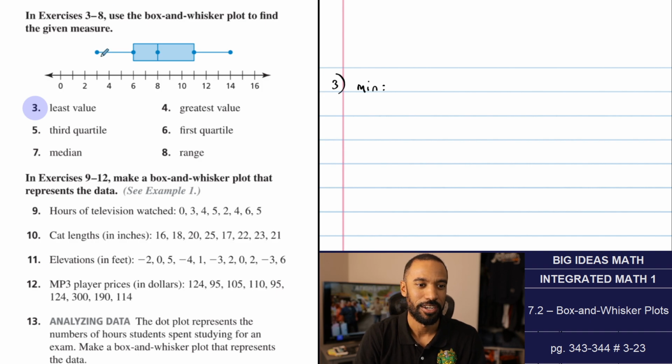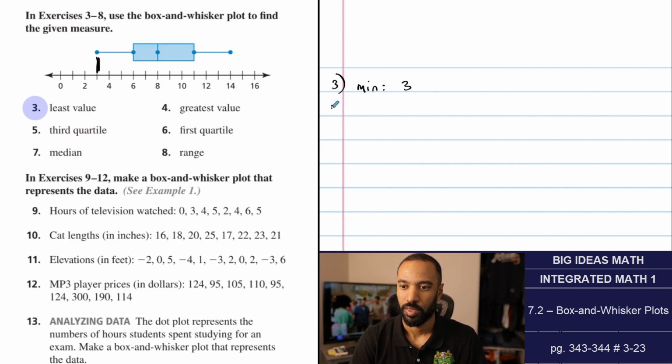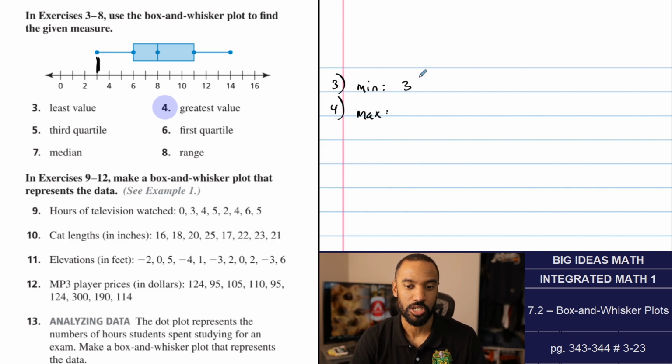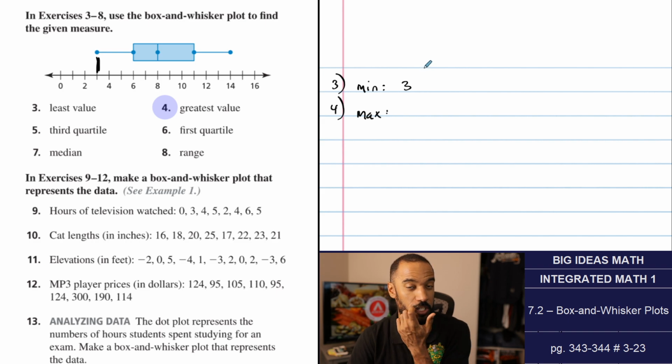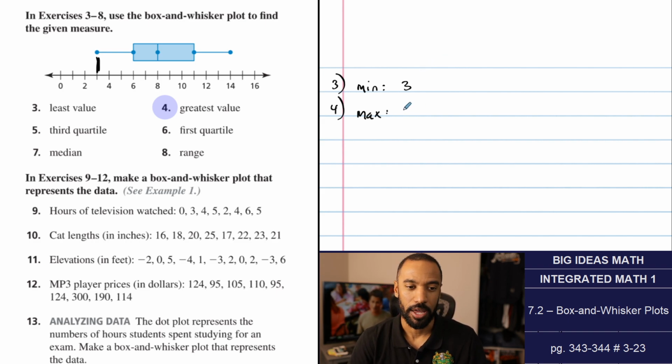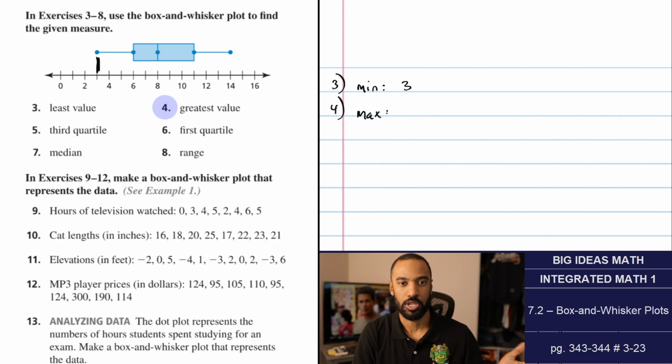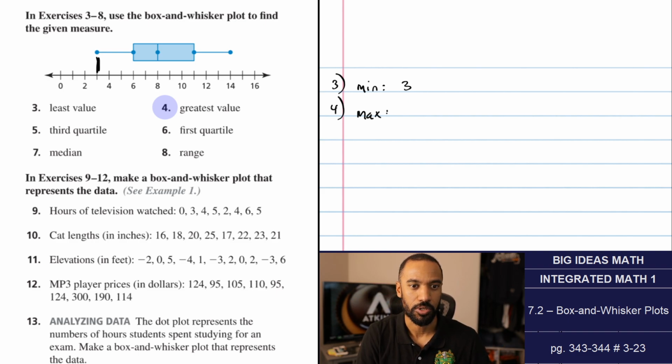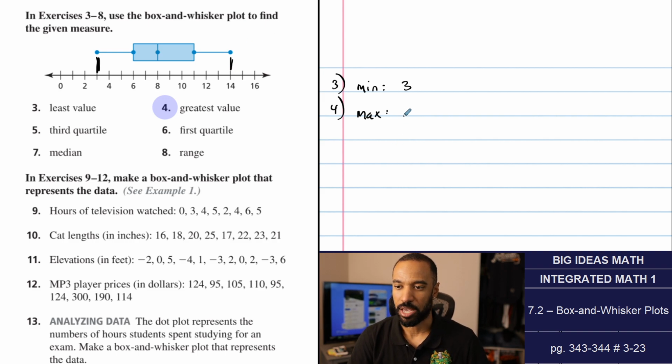On this graph here, this is the least value. This is 3, between 2 and 4. So we're there for 3. Number 4 is the greatest value, being the maximum value. And I do apologize to you guys if your teacher's going to say least and greatest, but I'm really teaching toward anybody who would be interested in hearing this, and they'd probably hear it the other way. So anyway, 14 is the maximum value here.